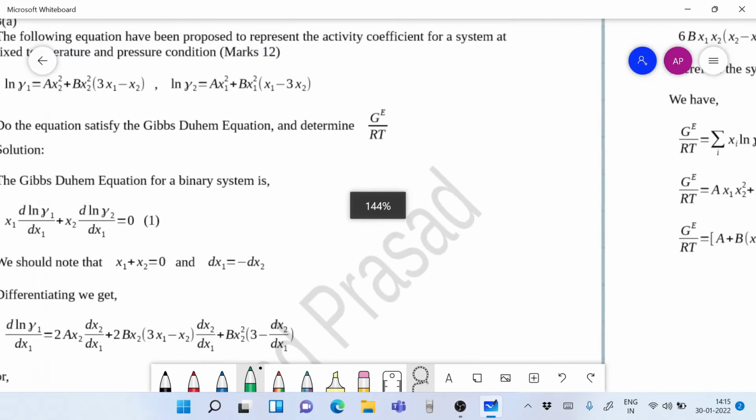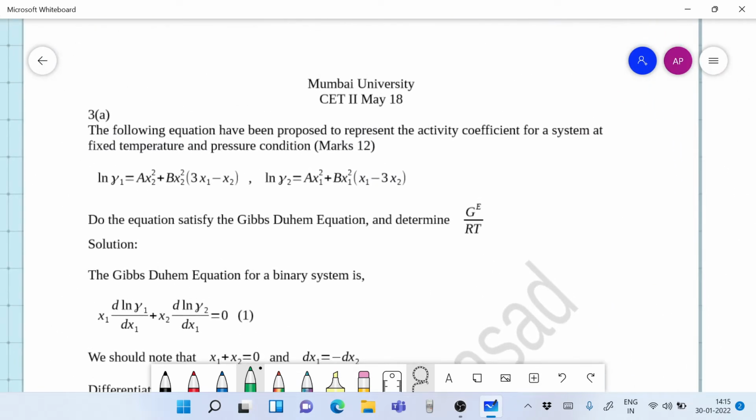Today we look into a problem which came in the Mumbai University Chemical Engineering Thermodynamics 2 paper on May 18. The question is 3A and it is on your screen. What we have is two equations for the activity coefficients, gamma 1 and gamma 2. Gamma 1 is the activity coefficient of component 1 and gamma 2 is the activity coefficient of component 2. Now what is asked is: does it satisfy the Gibbs Duhem equation, and determine the excess Gibbs free energy.